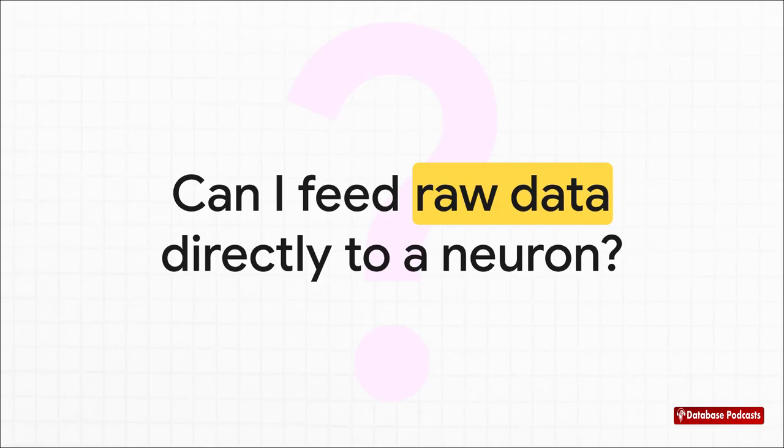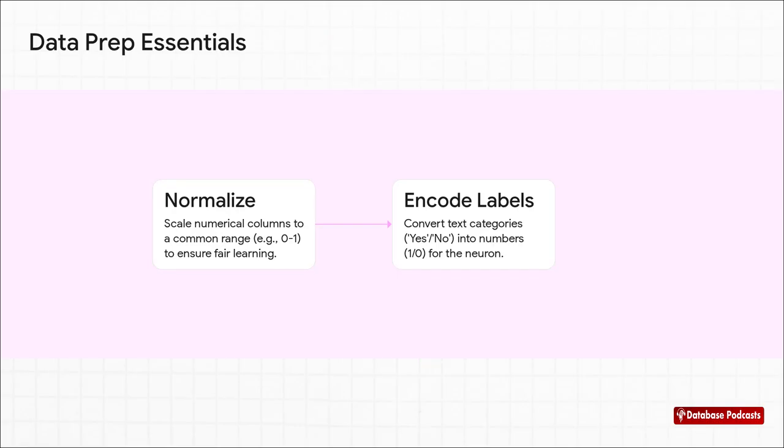Does that mean I can just export a table from my database and dump it straight into the neuron model to start learning? Not so fast. There are two crucial things you have to do first. Number one, you have to normalize your features. If you have one column with numbers in the millions and another with numbers between 1 and 10, that big column is just going to dominate everything. So you scale everything to a common range, like 0 to 1, to give every feature a fair say. And second, you have to encode your labels. A neuron doesn't understand words like yes or no, but it definitely understands 1 and 0.